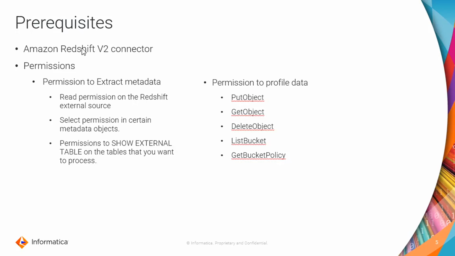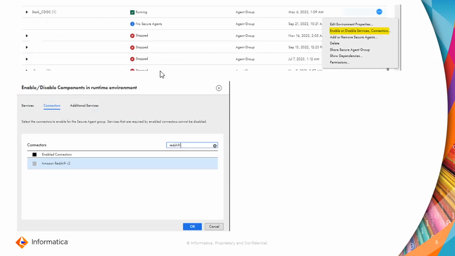The first one is the connectors. We need to make sure we have a valid Redshift v2 connector in your runtime environment. To enable the connectors, you can click on the ellipsis on the extreme right of your runtime environment and choose enable or disable service. In the pop-up window, go to the connectors tab and verify the connector is chosen.